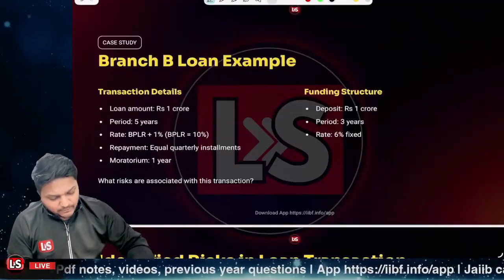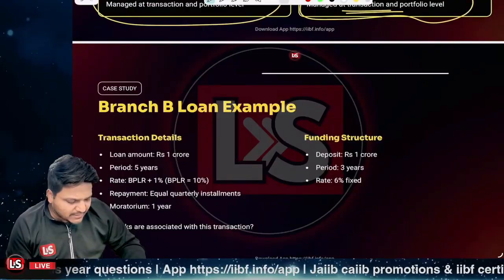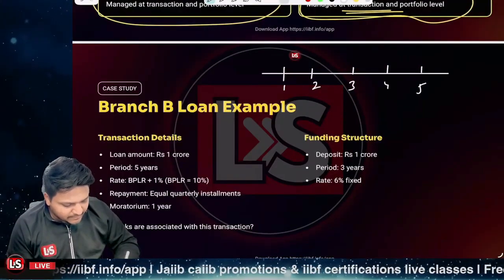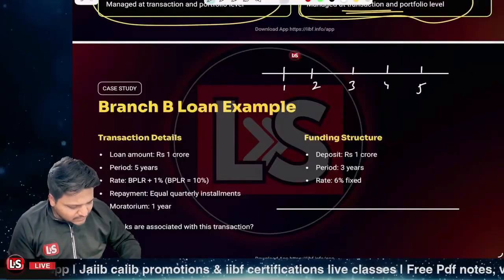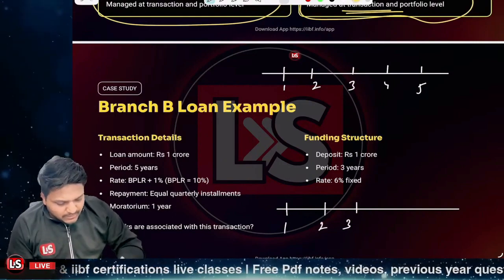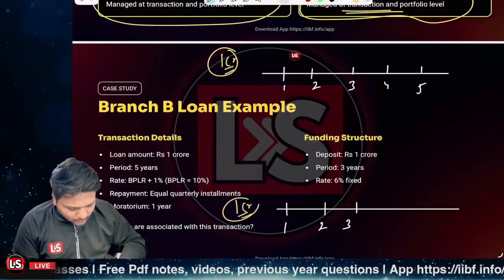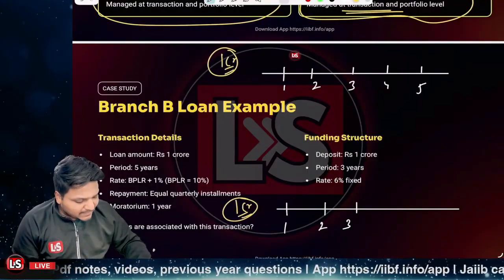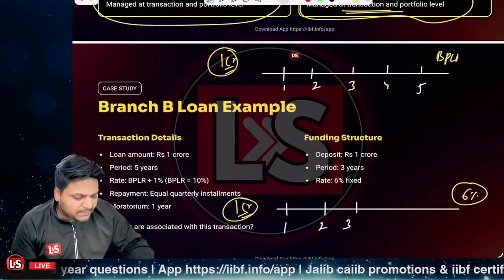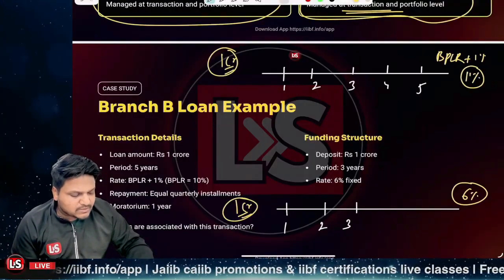So here is a scenario. Let me just draw the timeline for it so that you can understand. We have years 1, 2, 3, 4, 5, right? And here is a scenario for the deposit 1, 2, and 3, right? For the loan, the amount given was 1 crore. Here also the amount involved is rupees 1 crore deposit, which is with the bank. On the deposit, the bank is paying 6%, and on the loan, the bank is receiving BPLR plus 1%, BPLR being 10% for now. So we can say the effective rate of interest for now is 11%, right?